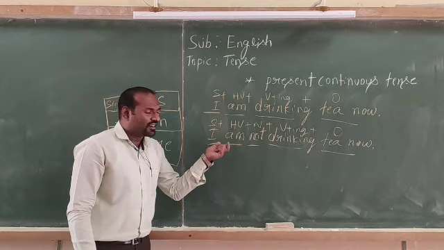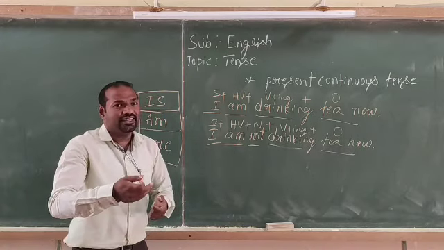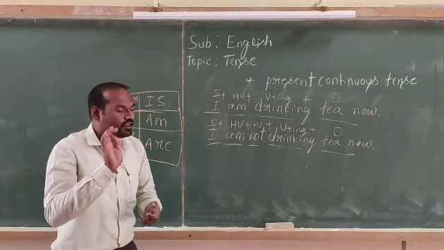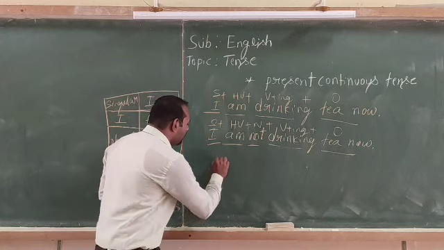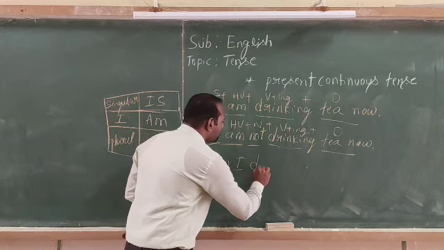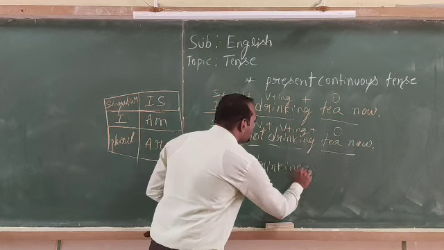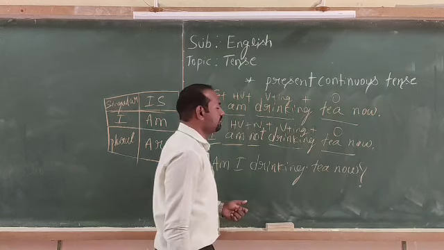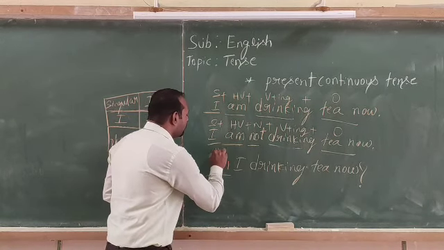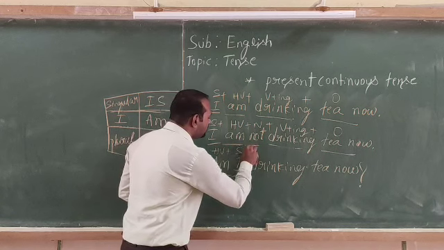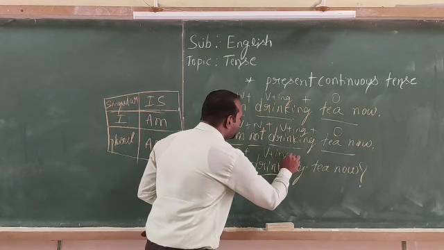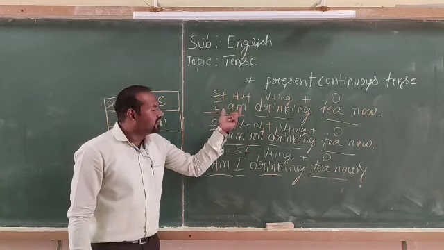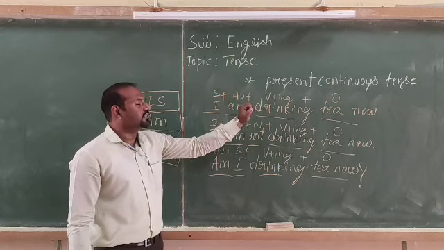Now we can also write the same sentence as a question. It is also called a yes or no type of sentence, like this: Am I drinking tea now? Question mark. Here 'am' stands for helping verb, 'I' stands for subject, 'drinking' stands for verb plus ing, and the remaining stands for object. So these are the structures of the present continuous tense.